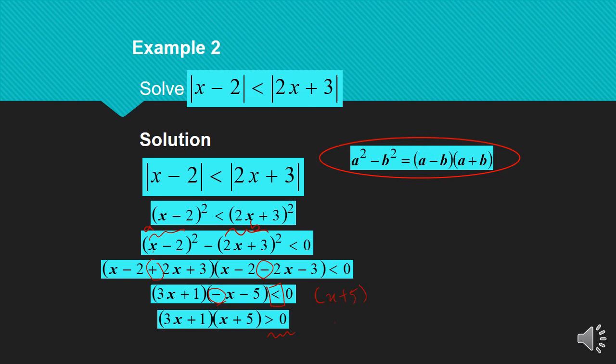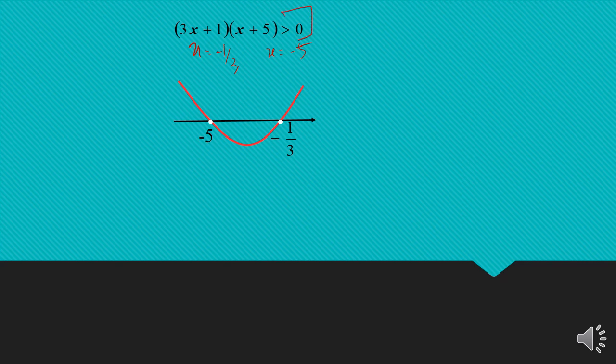What is the next step? Yes, this is a quadratic, so we use the graphical method. The easiest way is to use the graphical method. So we have roots x equal to negative 1 over 3 and x equal to negative 5. So which one should be on the left? Yes, negative 5. And then on the right will be negative 1 over 3. So it's one function. So which area? We want the more than 0. So it should be on the top of the x-axis.